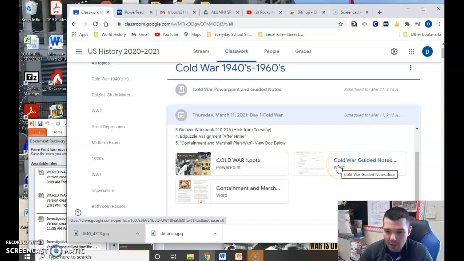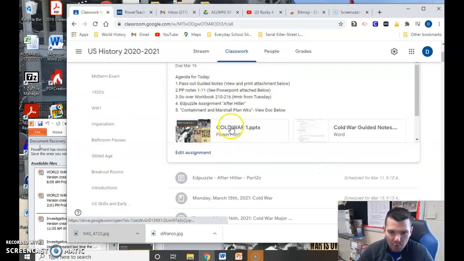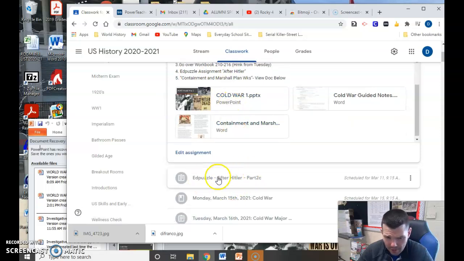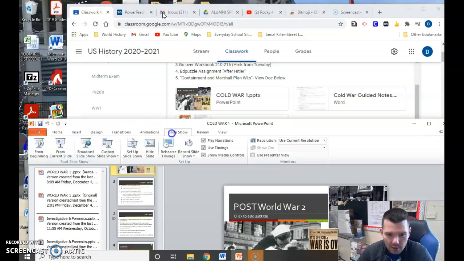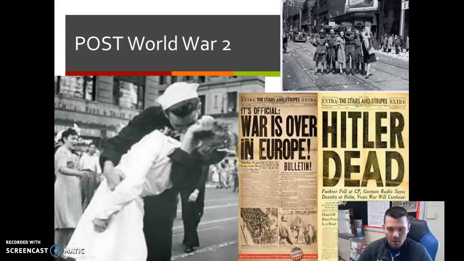So make sure you either print it off and use this for the rest of the unit, or you can just open it up as a Google Doc, whatever floats your boat. And obviously here's your assignment. I have all your assignment stuff right here for what you need to do. And then here's the EdPuzzle for what you're going to be doing here in a little bit. So with that being said, let's get to it. First part of the notes and lecture for the Cold War.